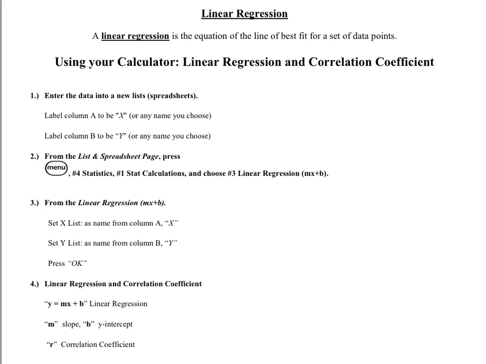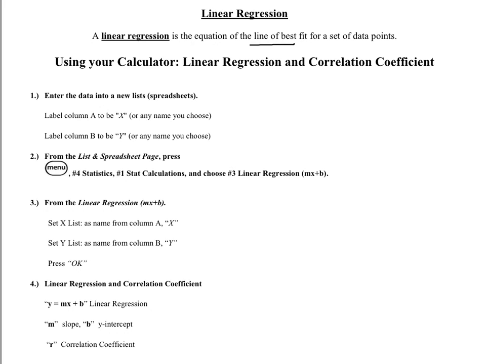A linear regression is the equation of the line of best fit for a set of data points. You may have heard of line of best fit in the past, where you would be making an approximation. The cool thing with these graphing calculators is that it'll find the best line of best fit. It'll find the most exact approximation for our set of data. So it's going to be very similar to the steps we did in the past.